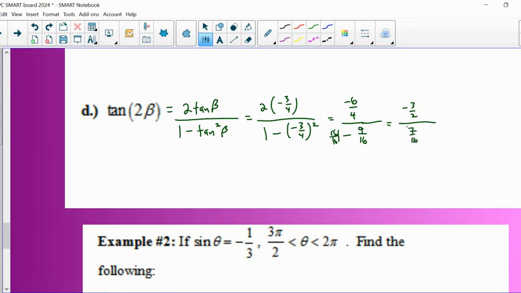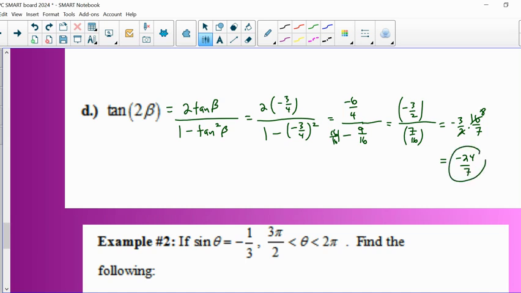And then when you divide by a fraction, you could also multiply by its reciprocal. So negative 3/2 times 16/7. That's not too bad. The 2 goes into 16 8 times, and so we get negative 24/7.